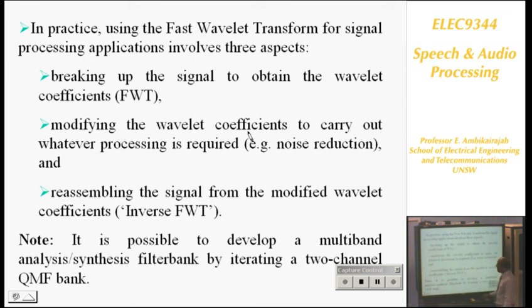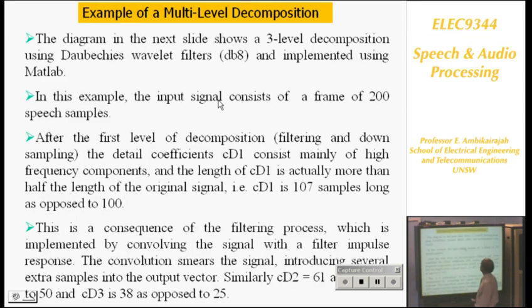So it shows that it is possible to develop a multi-band analysis and filter bank by iterating the two channels. You start with the two channels and then go further. You can get a multi-band, and you could have equal band or non-equal band as well. So I'm going to show you an example of a multi-level decomposition. We use DB8, Daubechies wavelet number 8, and we want to see whether we can get these multi-band working.